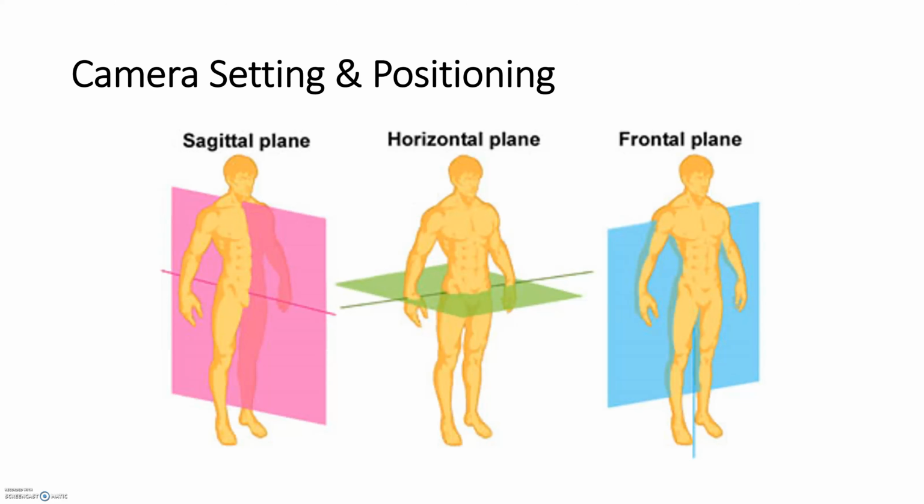Camera setting and positioning. You have to make sure that you get the camera set up right, and that you take into account the right planes of motion in order to get it right. There are 3 planes of motion: transverse, which is the y-axis, sagittal, x-axis, and frontal, which is the z-axis. There are many camera positioning considerations: the distance from the person, the angle of the camera to the subject, the field of view, the image size, and, as I've already mentioned, the planes of motion.